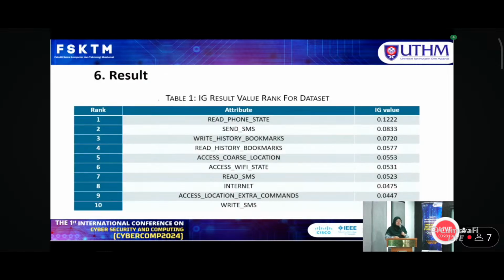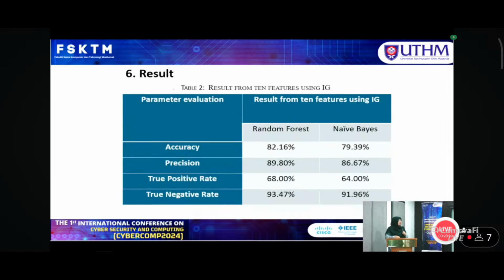So this is the result. Based on our experiment for information gain, we identify these are the attributes or features, and this is the IG value for our information gain result. And this is the result of the random forest and naive Bayes. We identify that random forest gets higher accuracy than naive Bayes, as well as in precision, true positive and true negative.